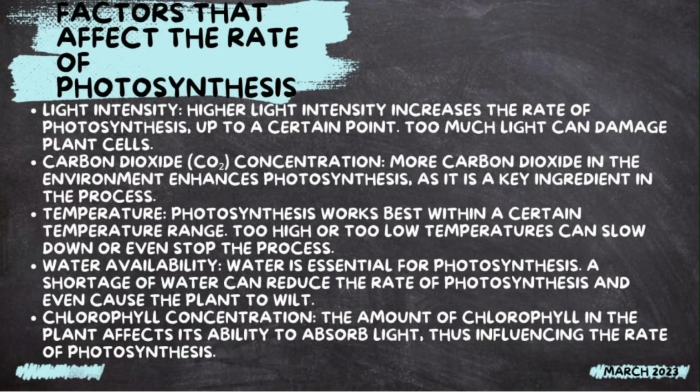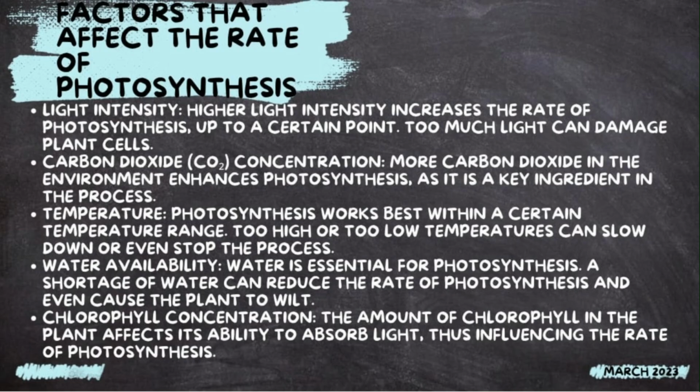Okay, so now let's talk about some factors that affect the rate of photosynthesis. If we go back to the formula, we said it's carbon dioxide plus water, sunlight over chlorophyll, right? So any of those things can affect the rate of photosynthesis, because all of them are needed in order to drive the process. So the light intensity is very important.